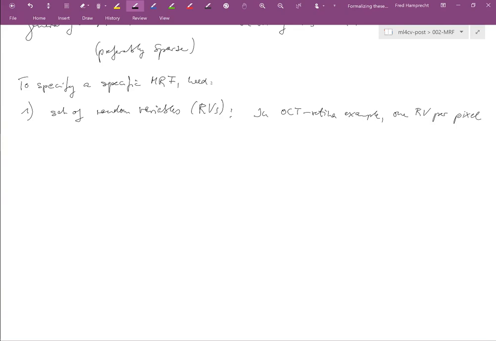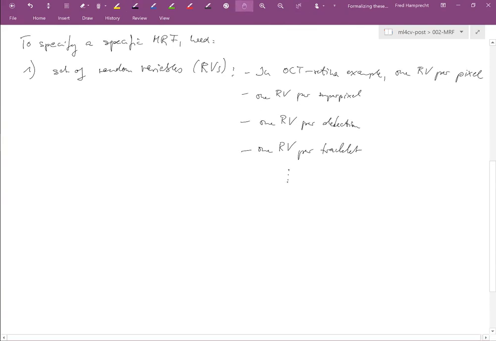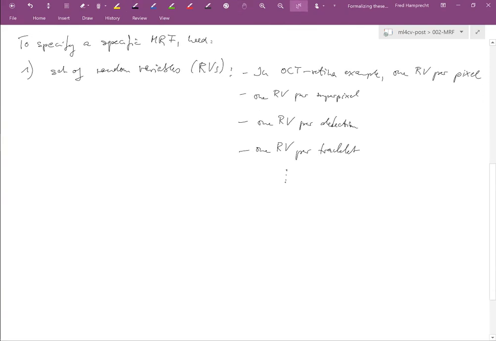In other applications, people use, for example, one random variable per superpixel, or one random variable per detection of an object, or one random variable per tracklet in a tracking application, and so on. So there's great modeling freedom here depending on what specific problem you're trying to solve. Here you say how fine-grained you want to treat your problem.